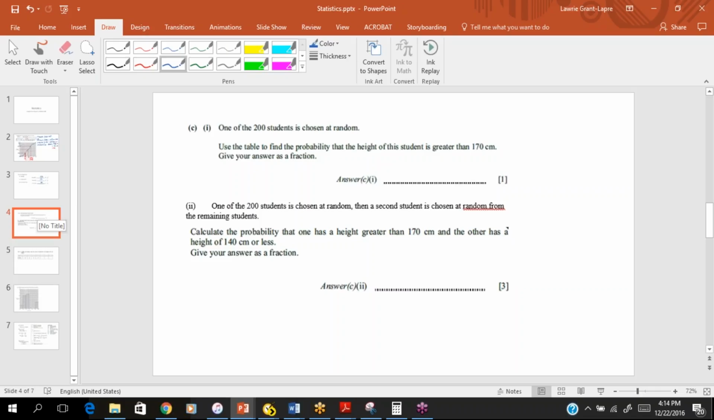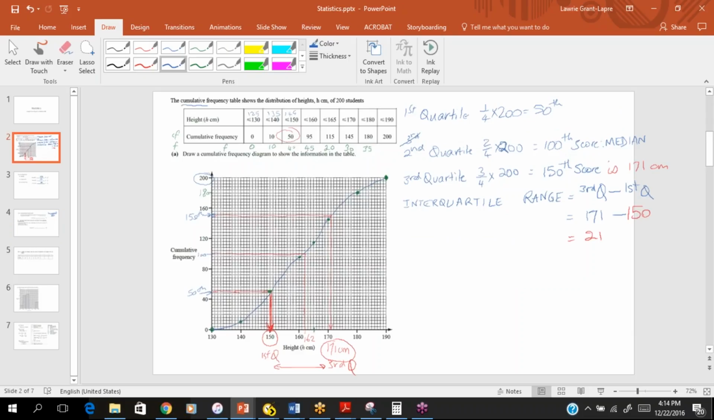We're asked here, one of the 200 students is chosen at random. Use the table to find the probability that the height of this student is greater than 170. How many are greater than 170 out of the 200? There are 200 students, and that's the probability. So let's go back and find out how many are greater than 170. That's these two groups here. There's 35 in that group, and from 180 to 200, there are 20 in that group. So in these two groups, there are 55 students.